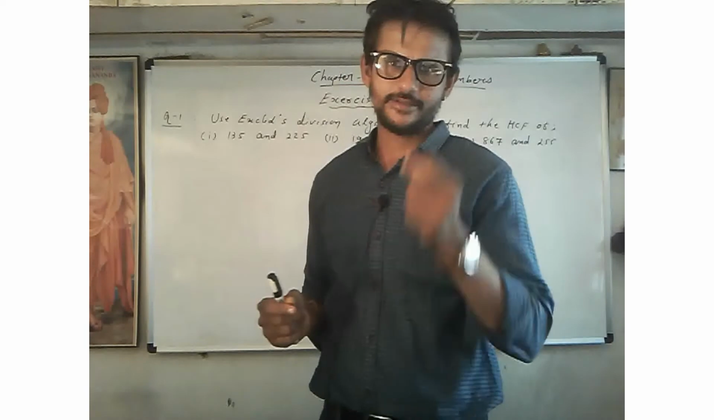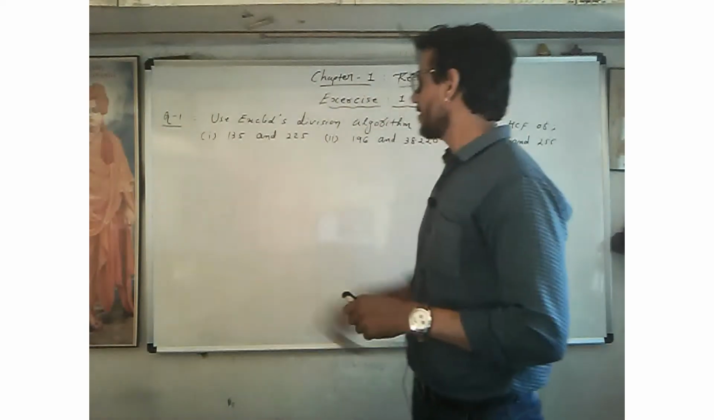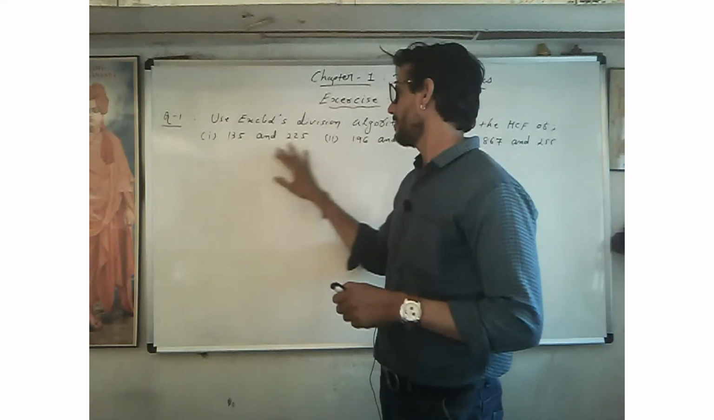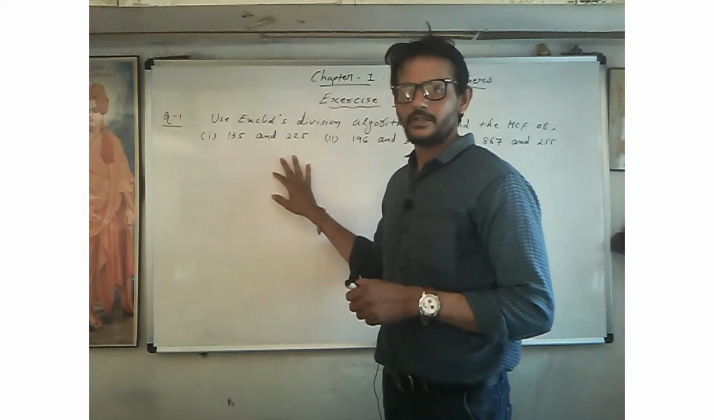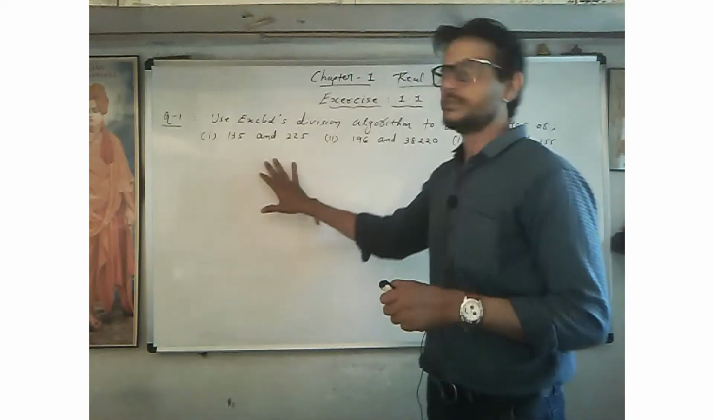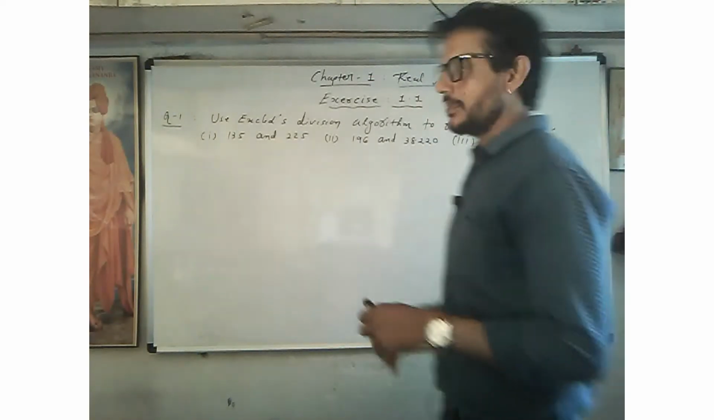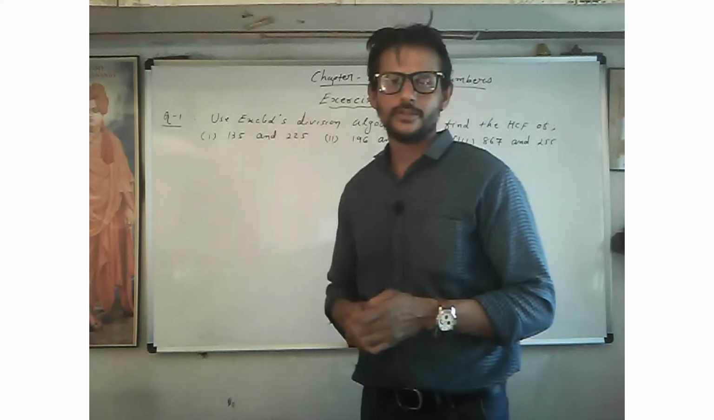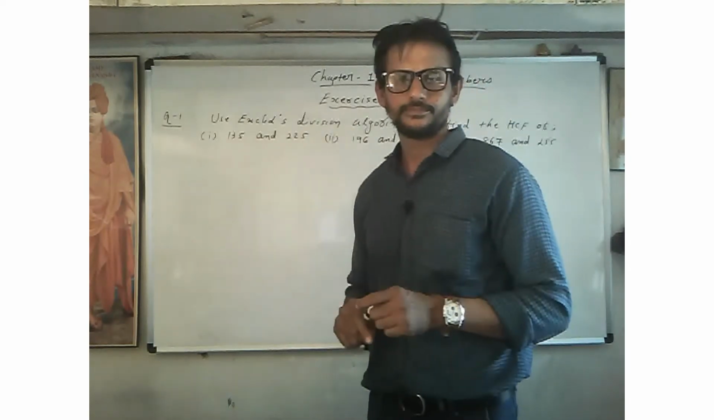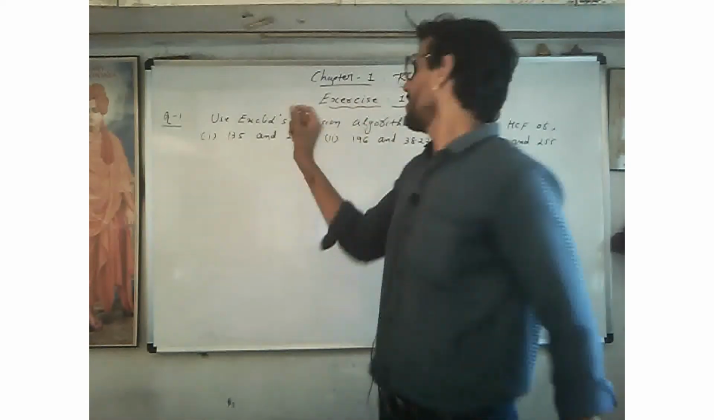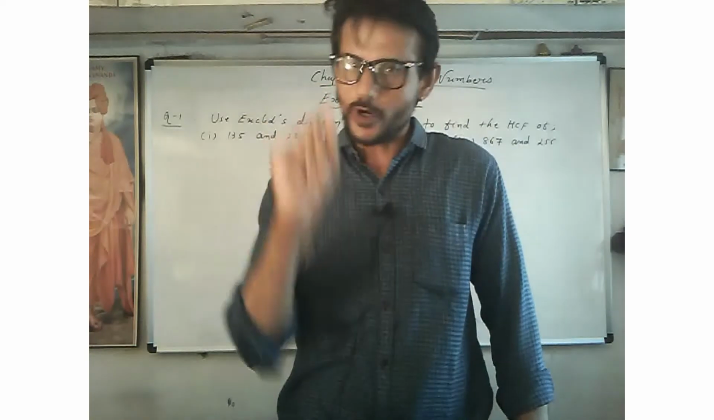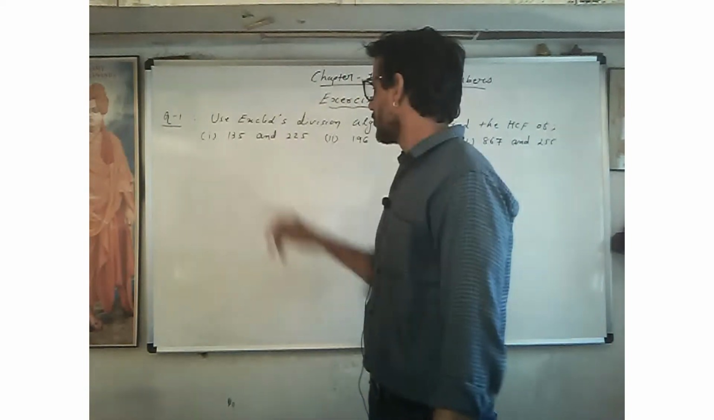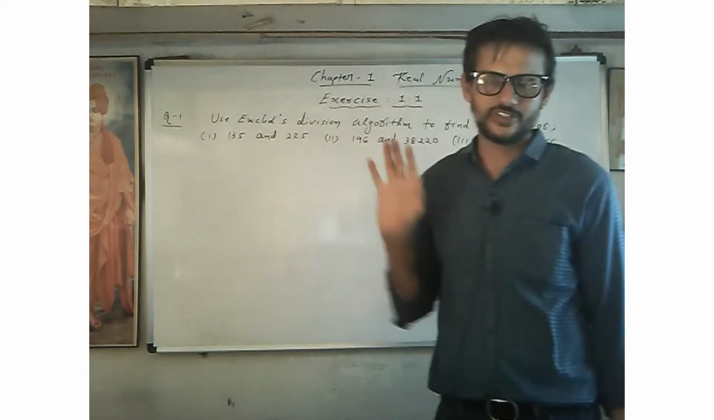Now jump to our exercise 1.1. Here is the question. First, use Euclid's division algorithm to find the HCF of 135 and 225. Here there are 3 sub questions. Before we go ahead, recall Euclid's division algorithm. Euclid's division algorithm is a technique to compute the highest common factor of two given positive integers. Understood or not?